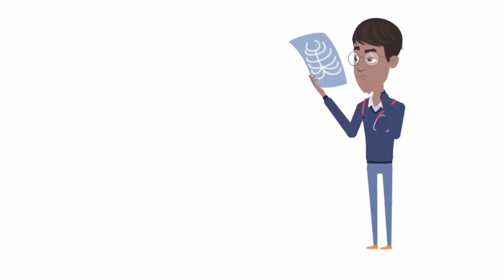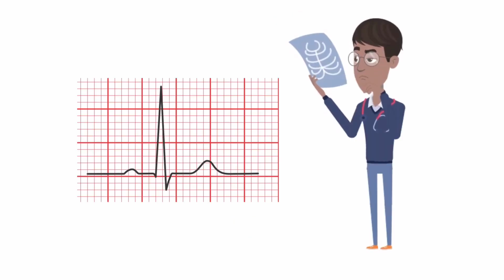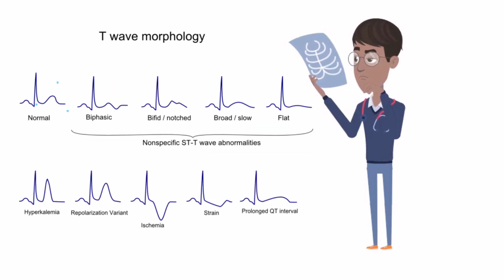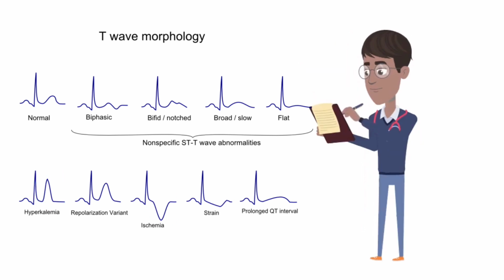After analyzing the ST segment, you want to analyze the T wave. You want to check if it is present, if it is upright, if it is downward, if it is a peaked T wave, which is suggestive of hyperkalemia or early signs of myocardial infarction.